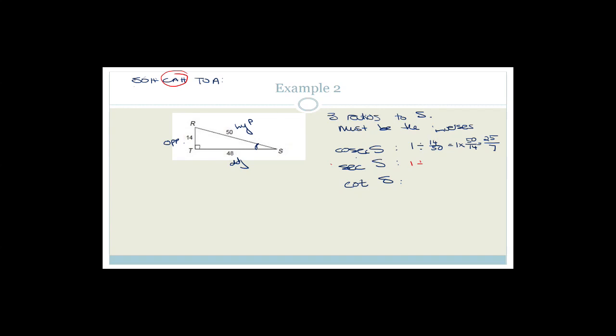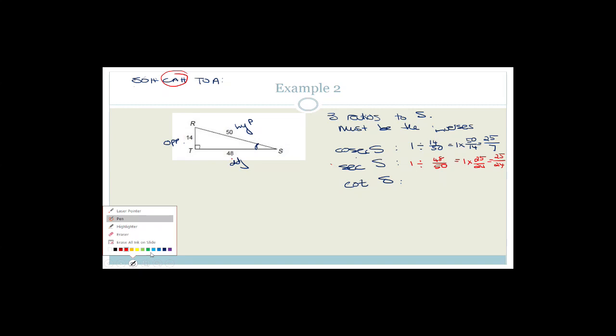So that's going to be 1 divided by cos, which is adjacent over hypotenuse. So it's 48 over 50. If we divide this by 2, we get 24 over 25. So we get 1 times 25 over 24, which is just 25 over 24.